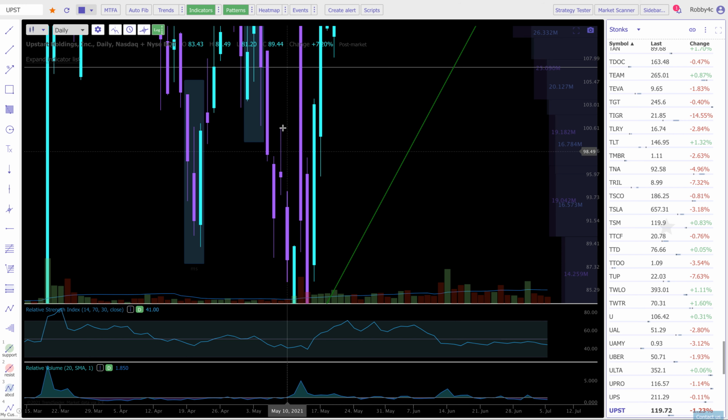So the ends of the wicks are the highest point it went to and the lowest point it went to. This is where it opened. This is where it closed. So it closed at the bottom of the candle. It opened at the top. And because it opened here and closed down here, that's what makes it a red candle. It closed lower than it opened. The same thing goes for green candles, just reverse. So it opens here, closed all the way up here, high price, low price.